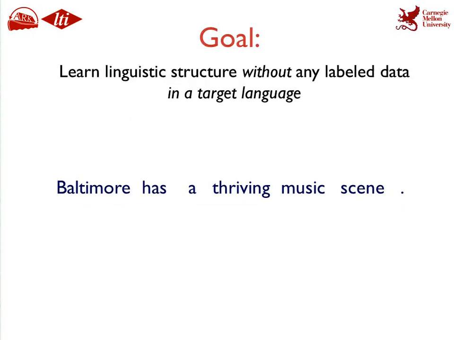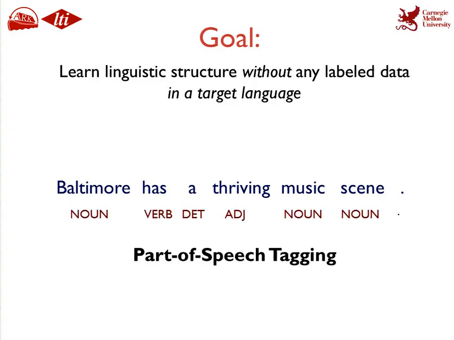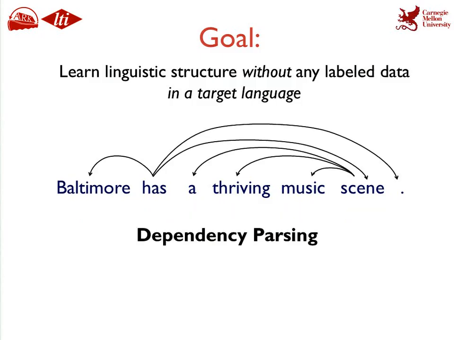So the goal of this work is to learn linguistic structure without any labeled data in a target language. Given this example sentence, Baltimore has a thriving music scene, the goal is to predict structures like part of speech tag sequences or dependency trees that relate heads to their syntactic modifiers.